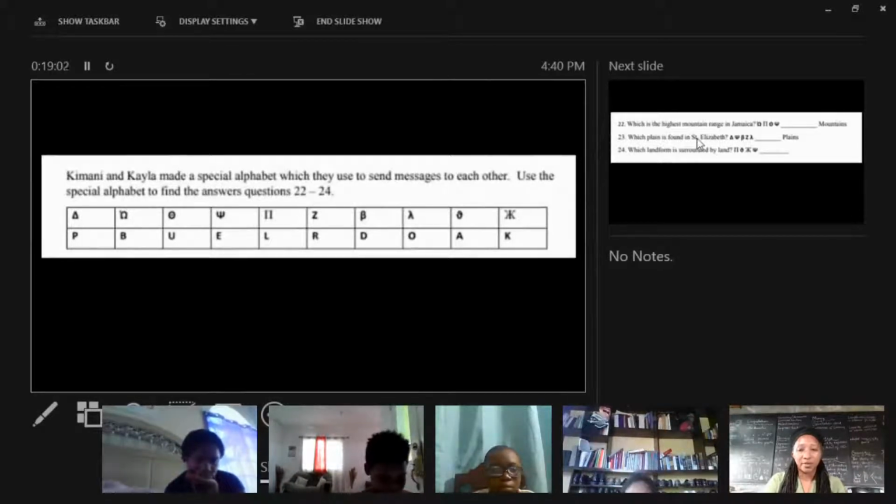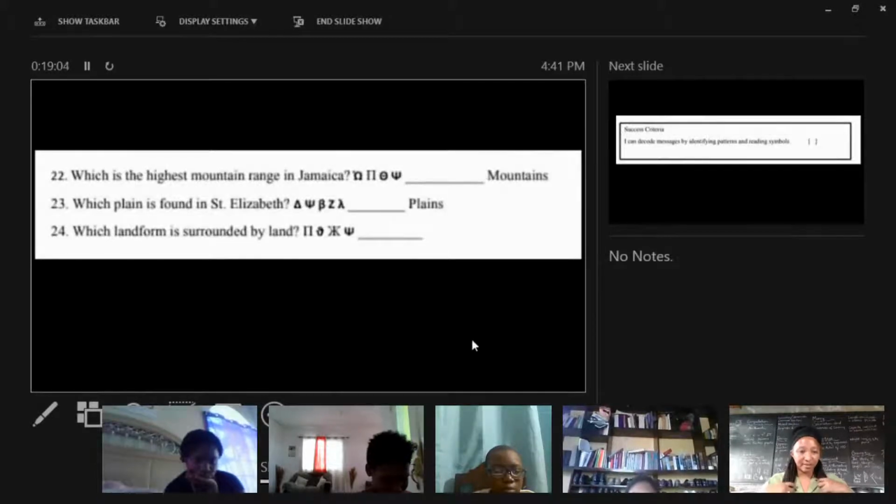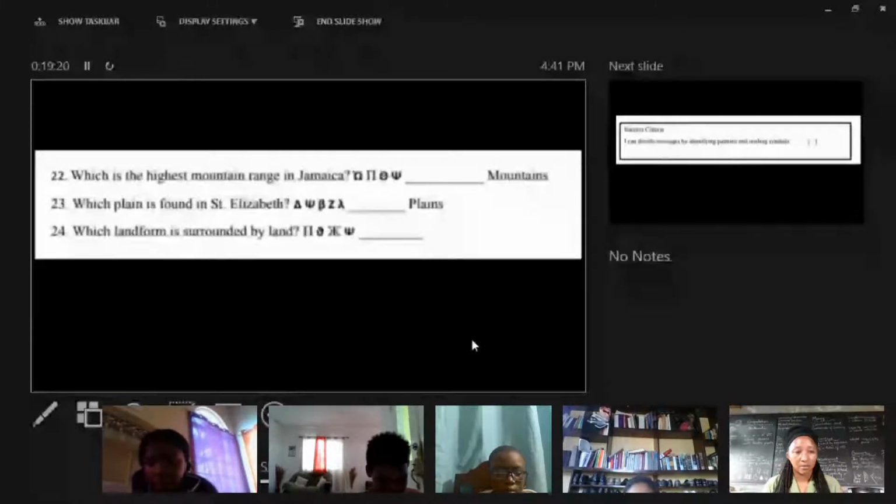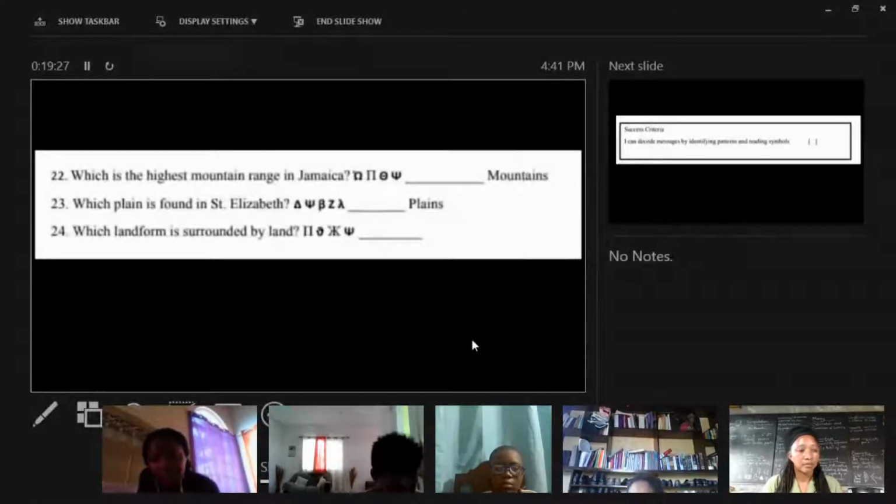All right, so Madison, read 22 to 24 for me. Okay, Miss. 22. Which is the highest mountain range in Jamaica? 23. Which plain is found in St. Elizabeth? 24. Which landform is surrounded by land?